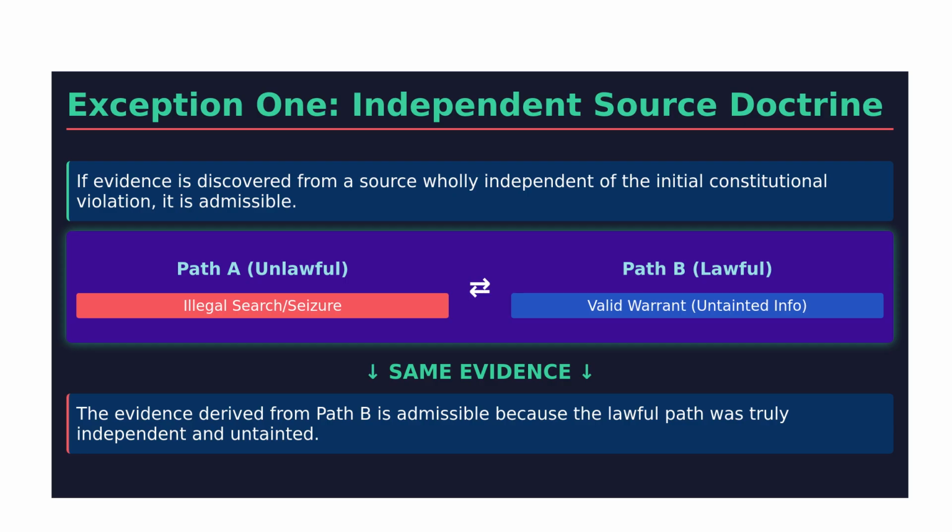The key is that the lawful source must be truly independent, meaning the illegal search did not inform or assist in obtaining the evidence from the independent source. This doctrine prevents the exclusionary rule from achieving a windfall for the defendant when the police were already on a lawful path to the evidence.